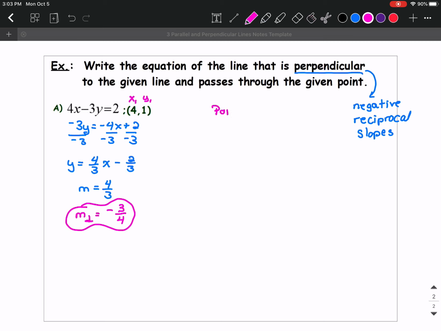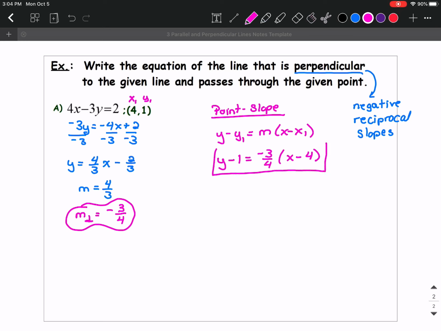And again, we have a point and the slope. So we use the point-slope form. y minus y1 equals m times x minus x1, or y minus, the y value is 1. Our slope is -3/4 times x minus, the x value is 4. And there we go, guys.